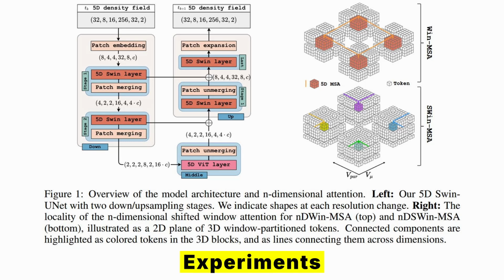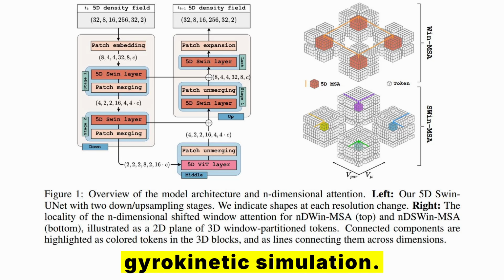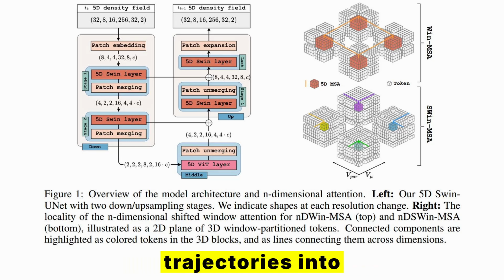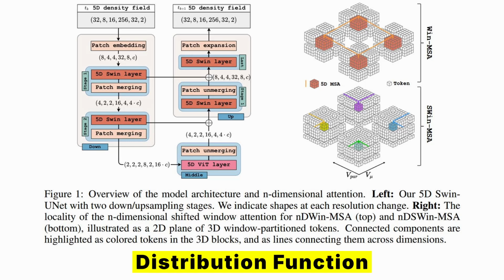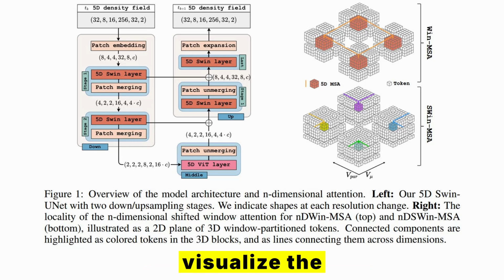Experiments. The authors train 5D Swin UNet for next-step prediction of the nonlinear gyrokinetic simulation. They split the data according to trajectories into training and validation, evaluating on one holdout trajectory and using the remaining ones for training. They train their model for 100 epochs and evaluate every 20 epochs on the holdout trajectory. Distribution function. The authors visualize the predicted 5D field of the distribution function over time and find that the model prediction generally aligns well with the ground truth.